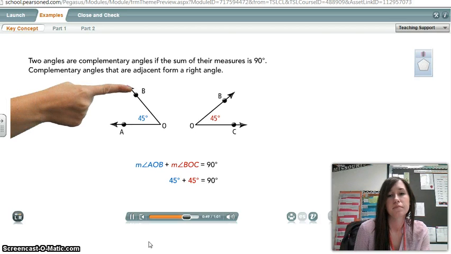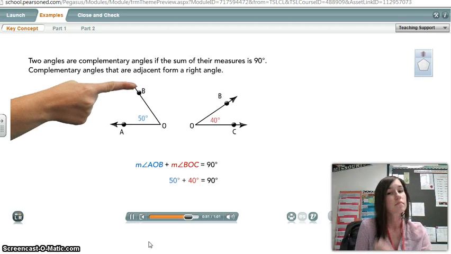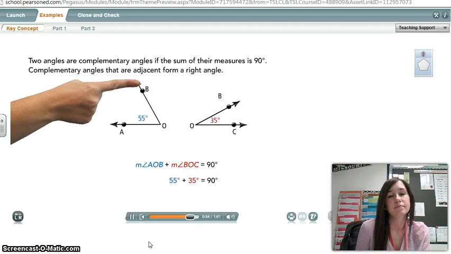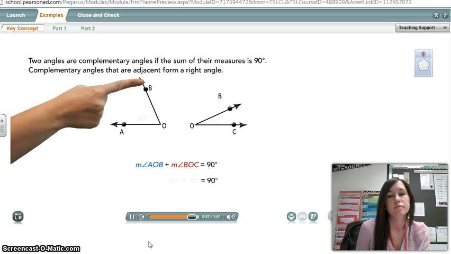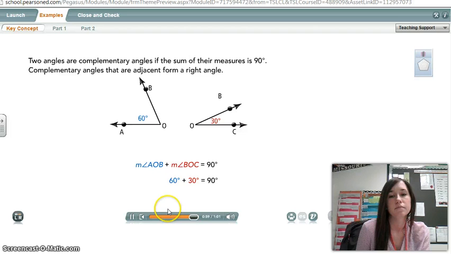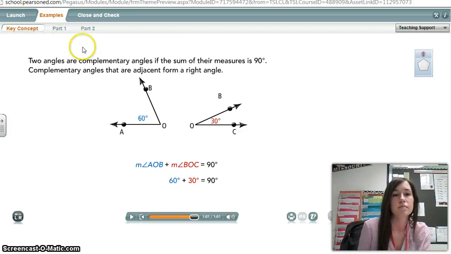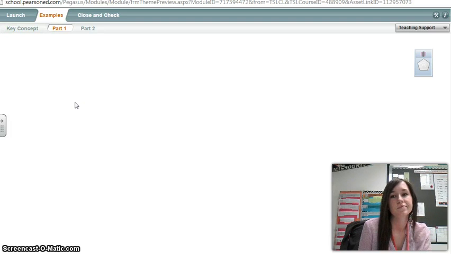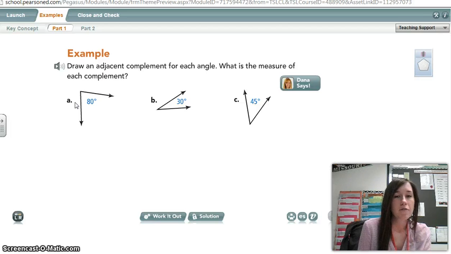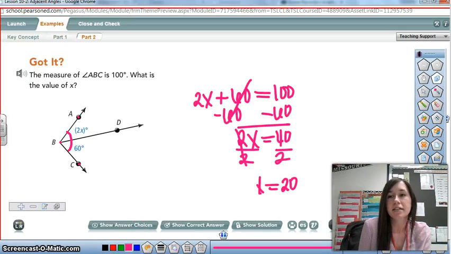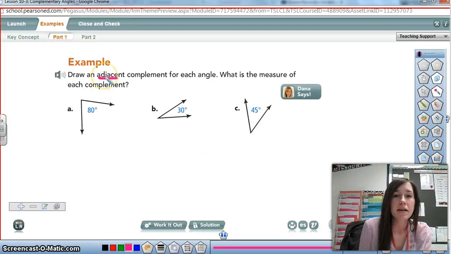Even though angle AOB and angle BOC are not adjacent, the sum of their measures remains 90 degrees as the measures of the two angles change. Okay, for our first example, our job is to draw or sketch an adjacent complement for each angle. So it needs to be adjacent and it needs to be complementary, meaning it needs to be side by side and it needs to make 90 degrees.